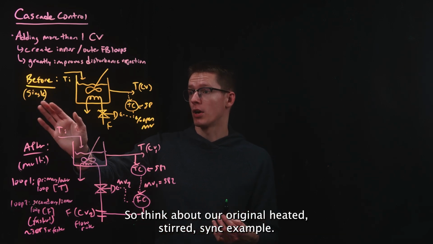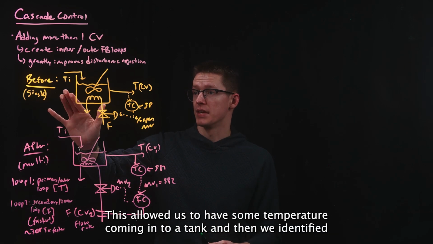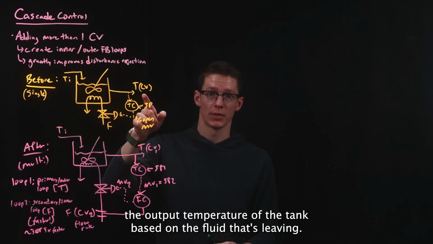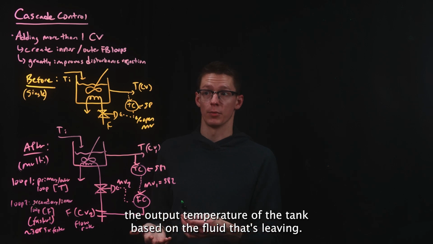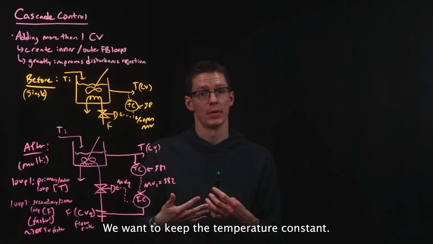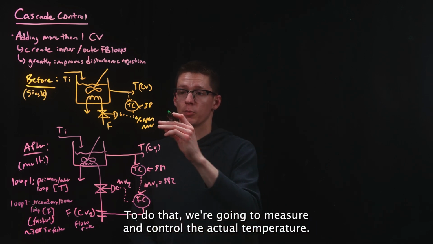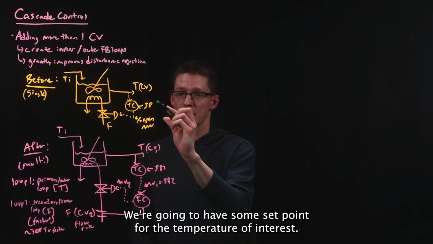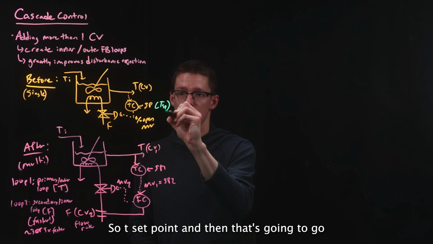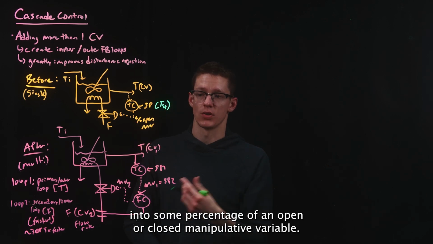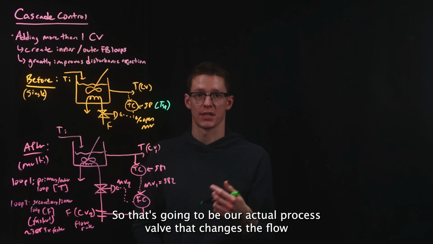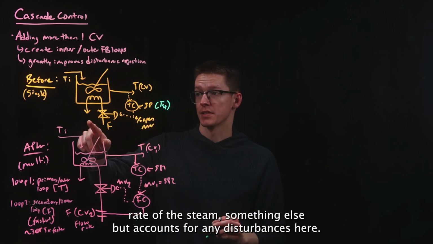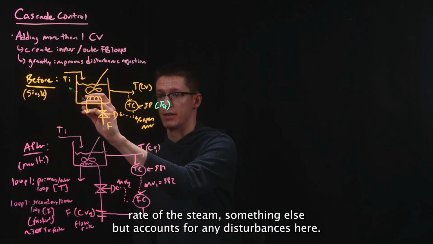So think about our original heated stirred tank example. This allowed us to have some temperature coming into a tank, and then we identify the output temperature of the tank based on the fluid that's leaving. That is our controlled variable. We want to keep the temperature constant. To do that, we're going to measure and control the actual temperature. We're going to have some set point for the temperature of interest, so T set point. And then that's going to go into some percentage of an open or closed manipulated variable. So that's going to be our actual process valve. That changes the flow rate of the steam, something else, but accounts for any disturbances here.